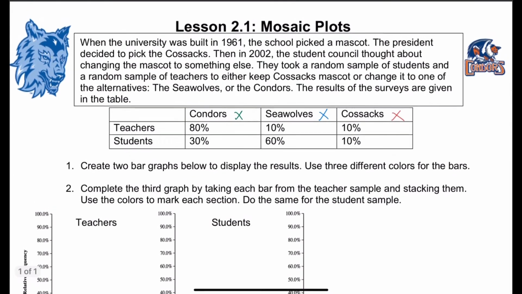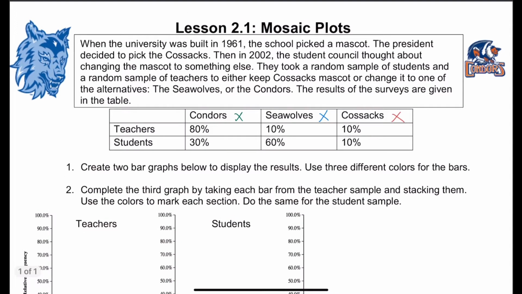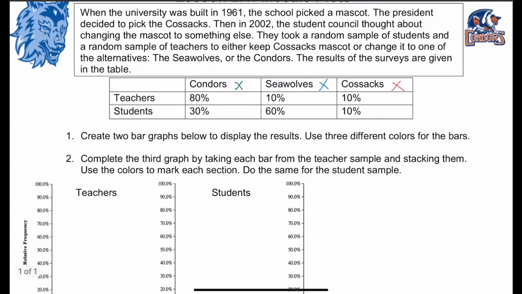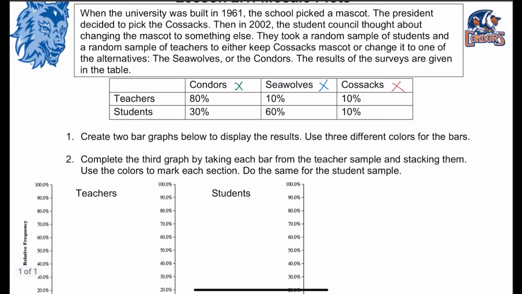We are looking at something called Mosaic plots today. Just a little introduction into what we're going to be doing, which is comparing two different variables to each other. Most of them are going to be quantitative, but in this case, we're looking at categorical variables. And in this case, those categorical variables are mascot versus teachers and students. So we're looking at something that's a little bit more relevant to the area around us, which is Sonoma State's mascot.